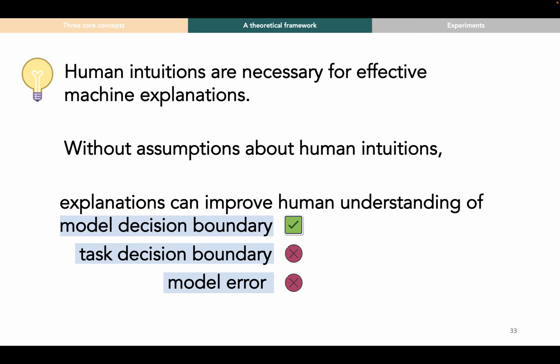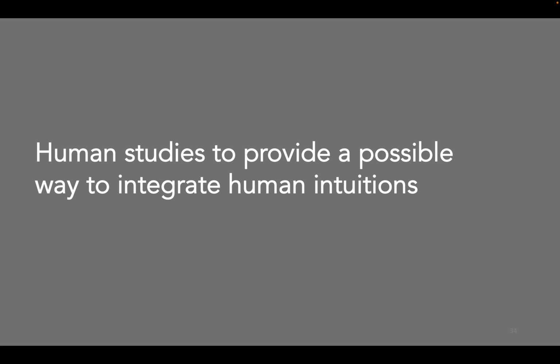For the third part, we designed human studies to demonstrate how our framework can inform the analysis of human-AI interaction. We illustrate a possible way to incorporate human intuitions in the experiment design to discuss possible situations and mechanisms in which explanation can be beneficial. Please check our paper for more details regarding experiments.